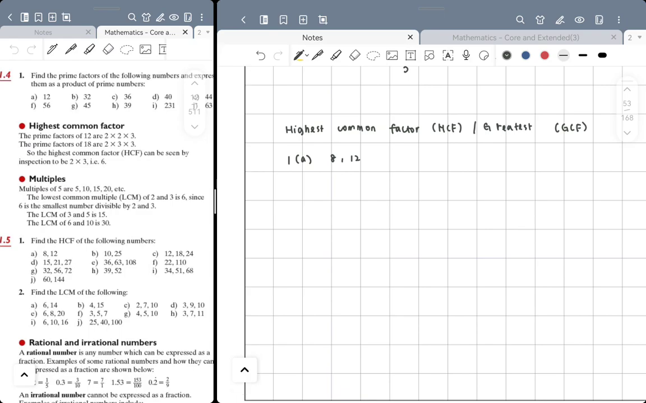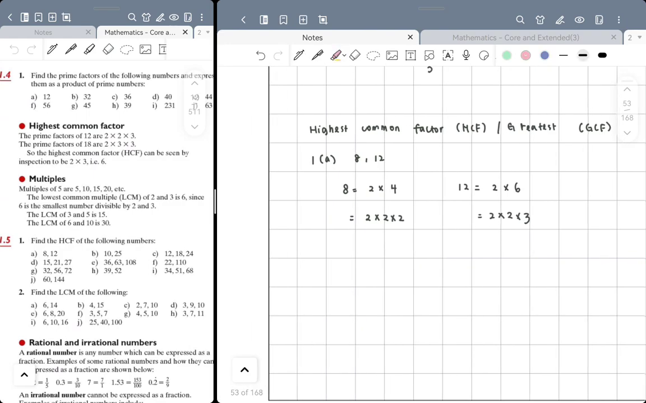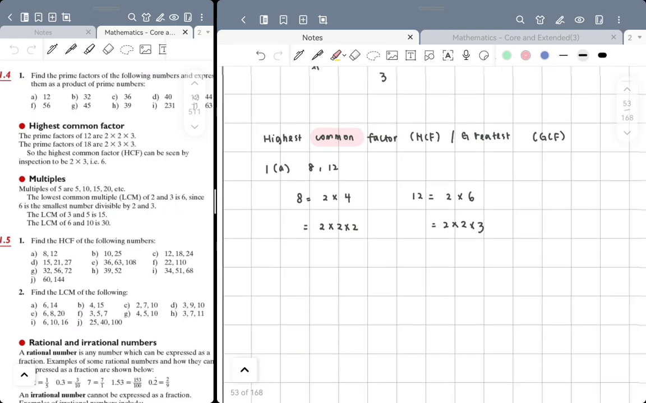So there are a few ways to approach this. The first one is to list out all the factors. For example, 8 equals 2 times 4, or you can list out the prime factors, 2 times 2 times 2. And then you find the factors of 12: 2 times 6, so 2 times 2 times 3. And you look for what is in common. What is in common here is 2 times 2. So the highest common factor here equals 2 times 2, which is 4.